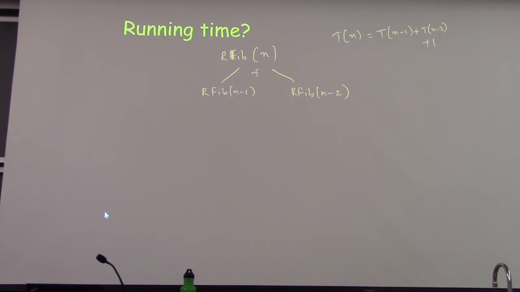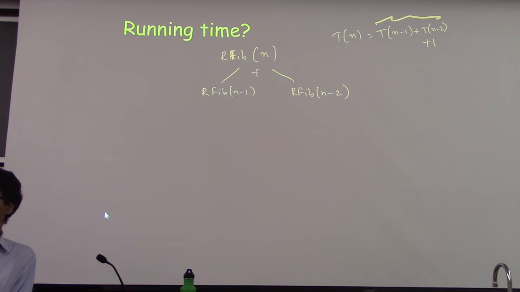If you observe, this is very much like the Fibonacci number itself, except for this extra one. So the question is, is the answer to this polynomial? Is it linear? Not linear. This turns out to be exponential. And how do you see this? Any easy ways of seeing that it should be exponential?